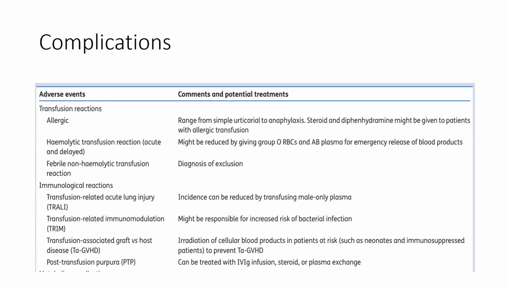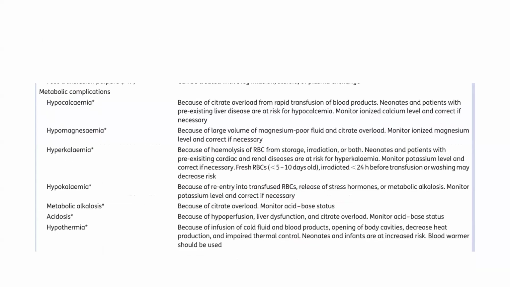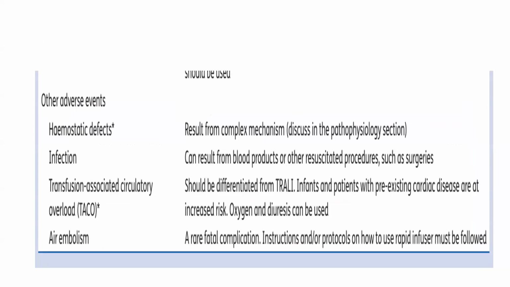So these are the complications of MTP. First is allergic reaction, second is hemolytic transfusion reaction, third is febrile non-hemolytic transfusion reaction. Then immunological reactions like transfusion-related acute lung injury, transfusion-related immunomodulation, transfusion-associated graft-versus-host disease, and post-transfusion purpura. Then metabolic complications like hypocalcemia, hypomagnesemia, hyperkalemia, hypokalemia, metabolic alkalosis, acidosis, and hypothermia. Other adverse effects are hemostatic defect, infection, transfusion-associated circulatory overload, and ARDS.